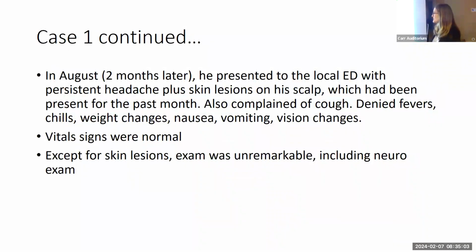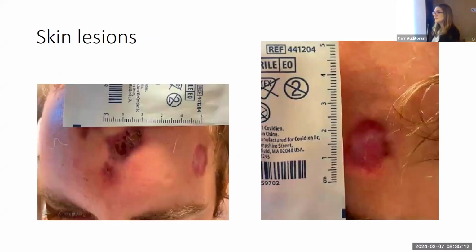And his exam was actually quite normal, including a neuro exam, outside of these unusual skin lesions, which I have some pictures of here. So you can see probably the largest, most prominent lesion was on the center of his forehead, and it looked kind of ulcerative and just not looking so good. And then he had several other lesions on his scalp with sort of a punched out appearance that you see here.